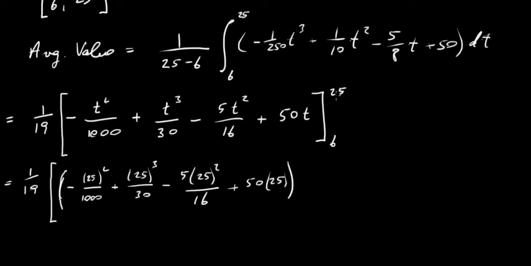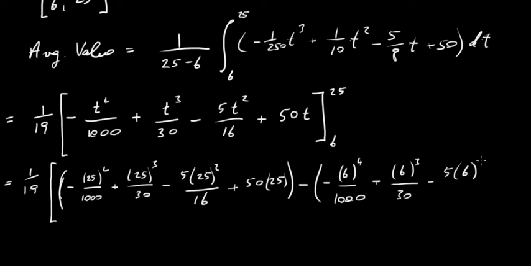That's substituting 25 in. Then we've got to do exactly the same thing with 6. So there's going to be a minus, and there's going to be a 6 here to the power of 4 divided by 1,000. Then it's going to be 6 to the power of 3 over 30. Then it's going to be 5 times 6 to the power of 2 over 16. And then finally we have 50 times 6. That's the end of that side, and then I'll just put a big square bracket in here to close it off. So this, I think, is everything we need to do.